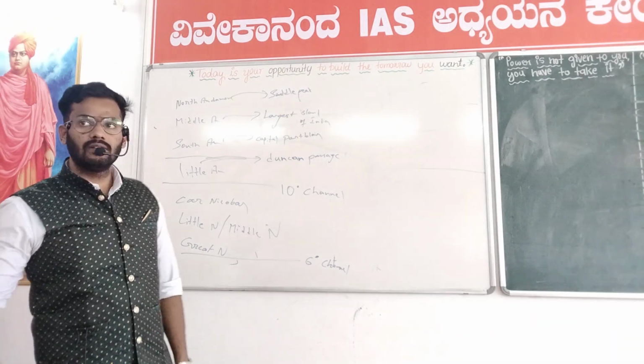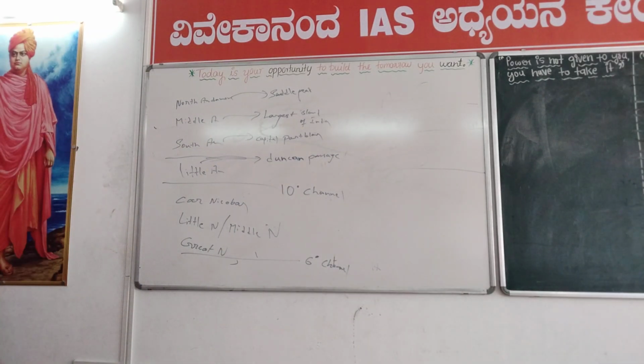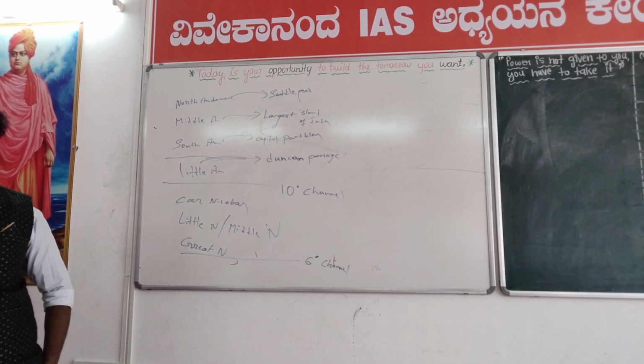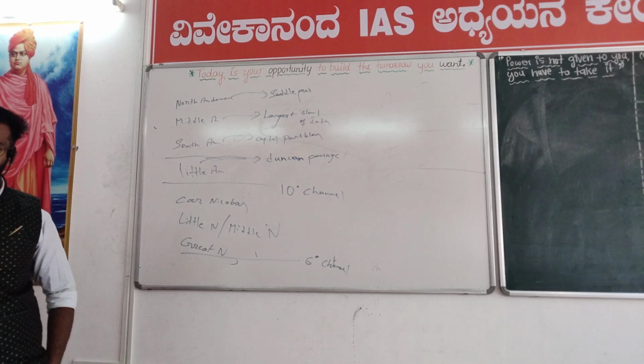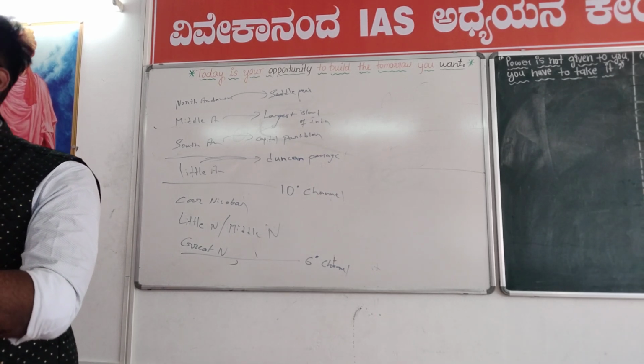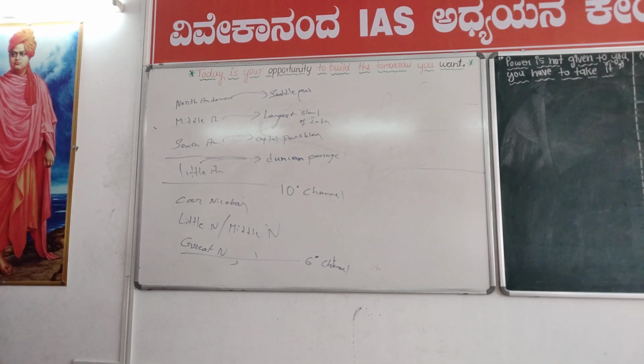And what is the northernmost Nicobar? Car Nicobar. Southernmost Nicobar? Great Nicobar. Little Andaman and Little Nicobar are the southernmost points of Andaman and Nicobar, yes or no? My statement is wrong, because Little Nicobar is middle Nicobar, not southernmost. Southernmost Nicobar is Great Nicobar. The channel which separates Nicobar and Sumatra is the 6-degree channel.